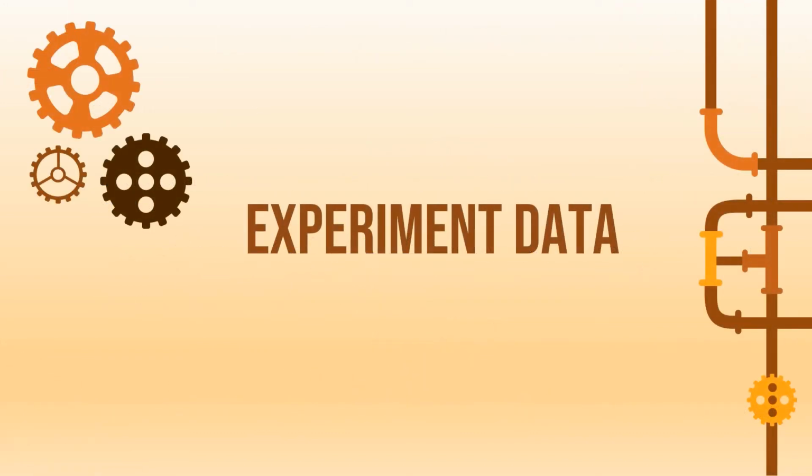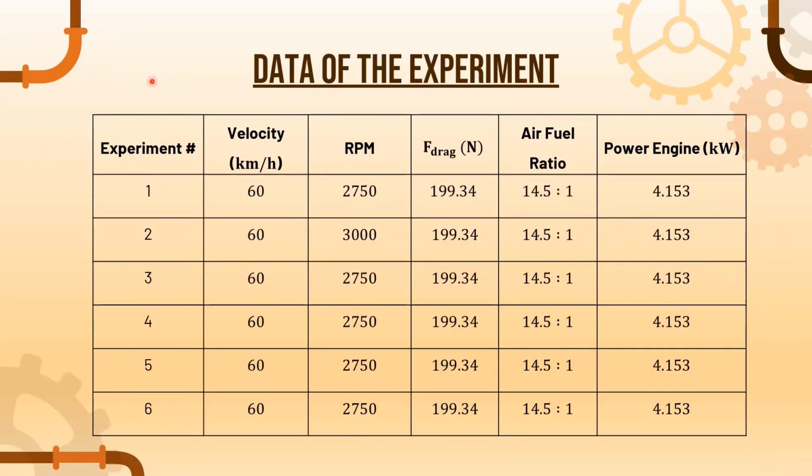After calculating the engine power from the experiment, we can compile all of the experiment data into a table. Here is the data of the experiment. Here we have the velocity, RPM, drag force, air-fuel ratio, and also engine power. We know that the velocity remains constant. The RPM is also the same, except for the second experiment, but it did not affect the value of the drag force and the engine power.